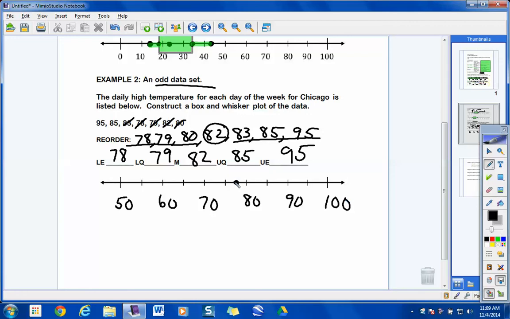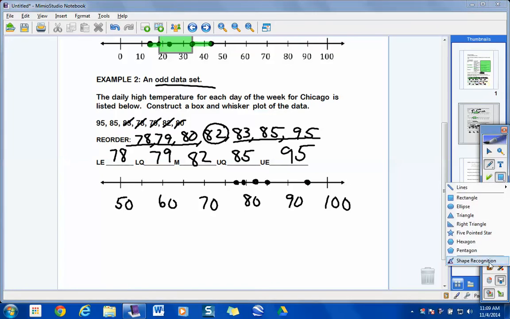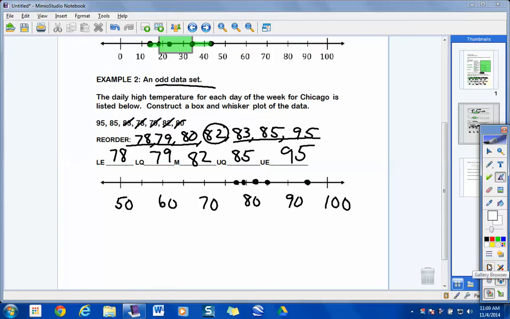And then what's my lower quartile? No, it'd be 79, about right there. Okay. 82 is the median, so 82 would be right about here. What's the upper quartile? 85. And then 95 would be my upper extreme. Okay, so I want to put the box around the quartiles.